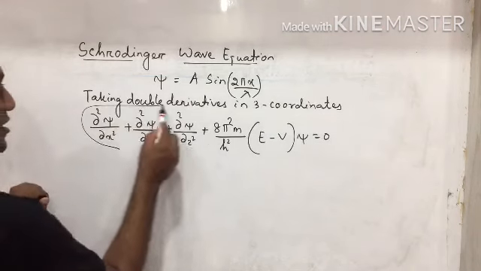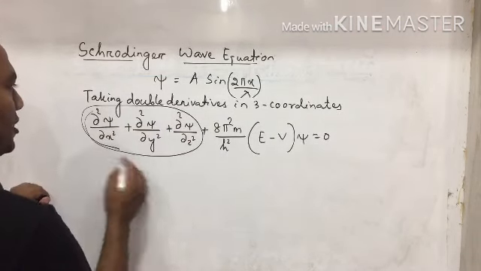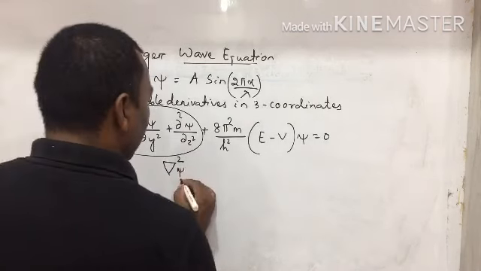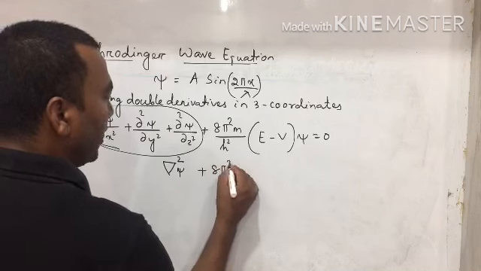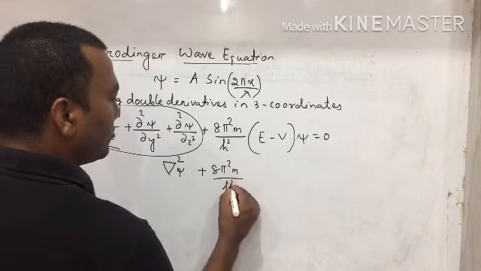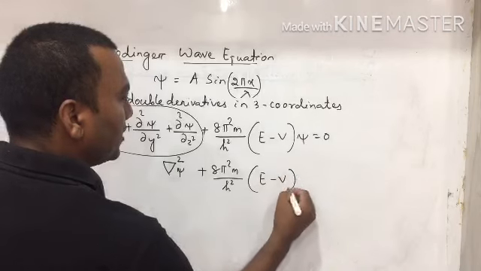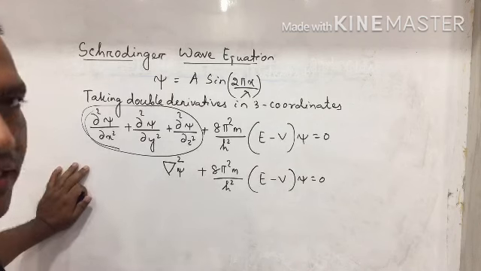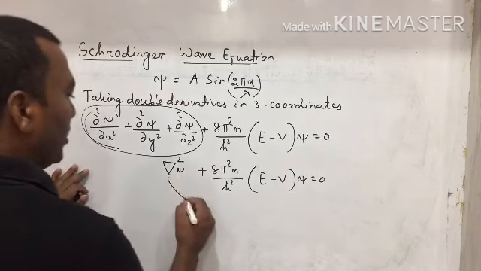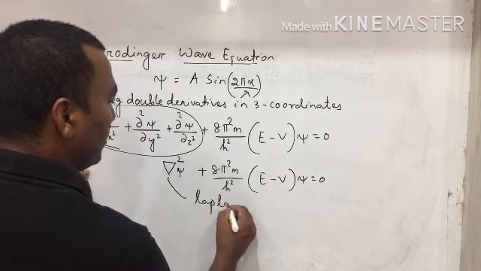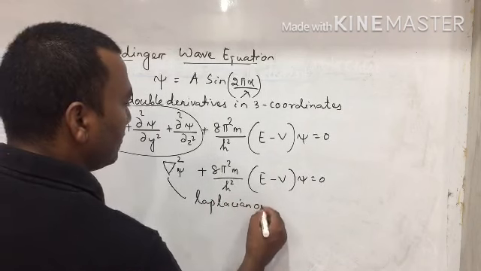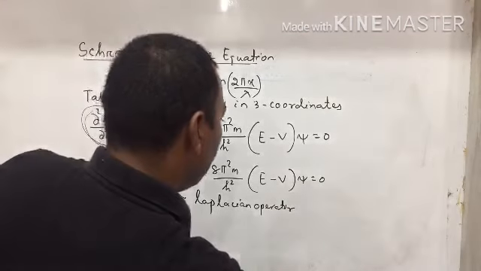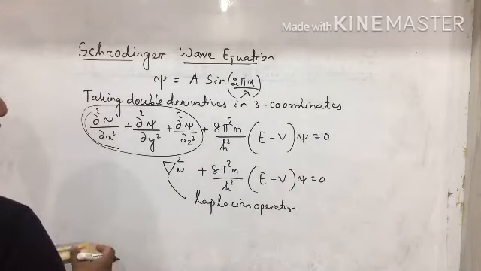Because this is a very big equation, in place of this we can write: del square psi plus 8 pi square m by h square into (E minus V) into psi equals 0. This del square is known as the Laplacian operator. Clear now? So you will remember this equation.